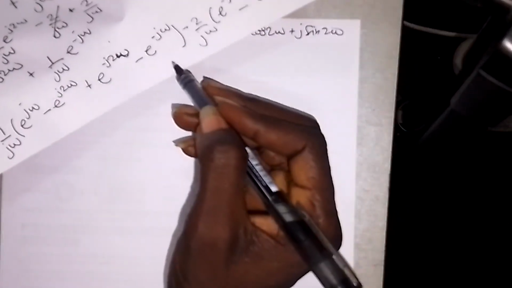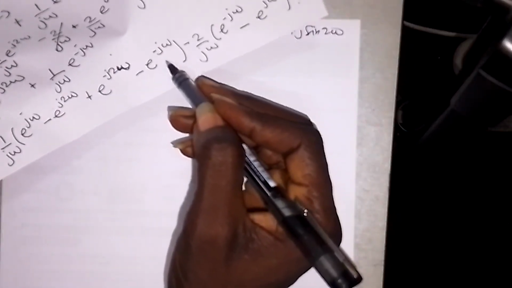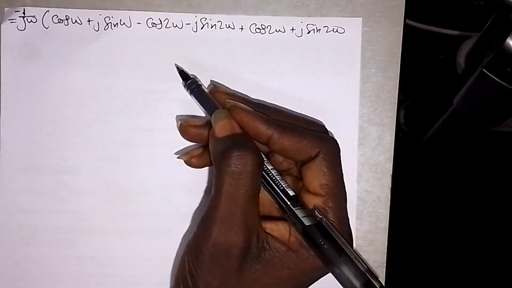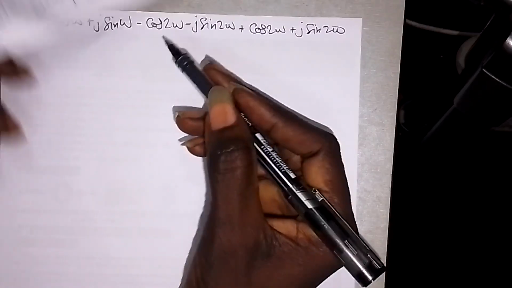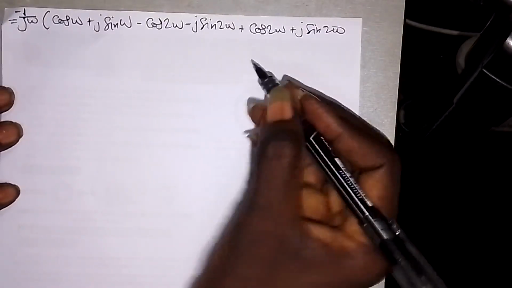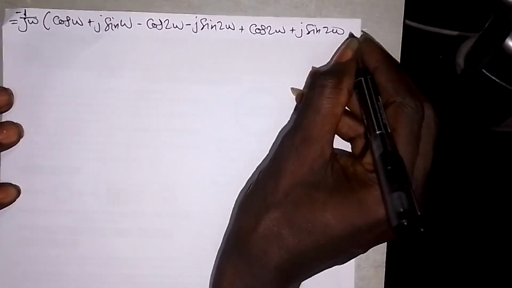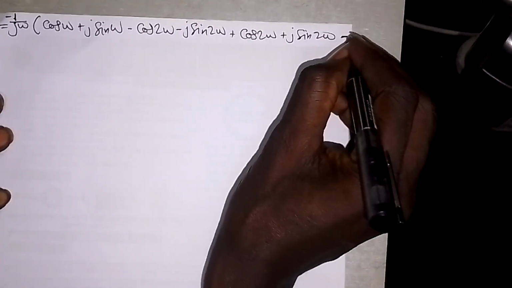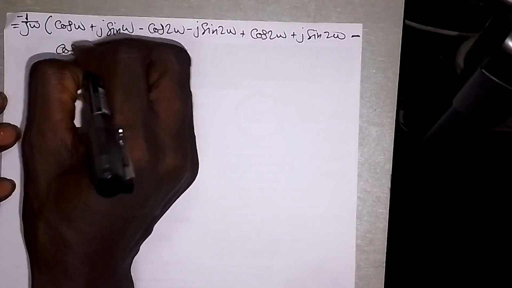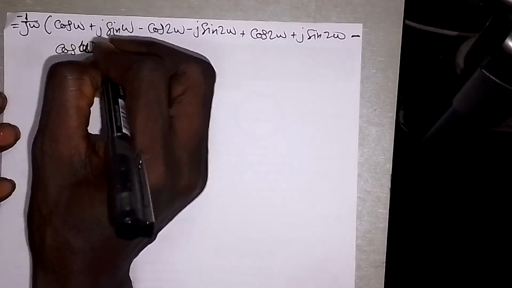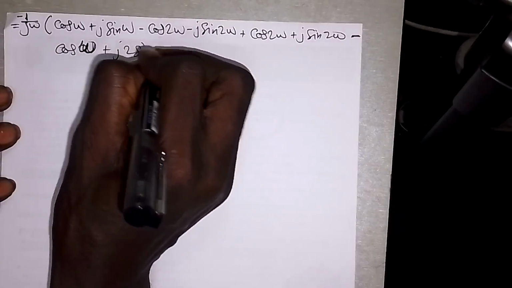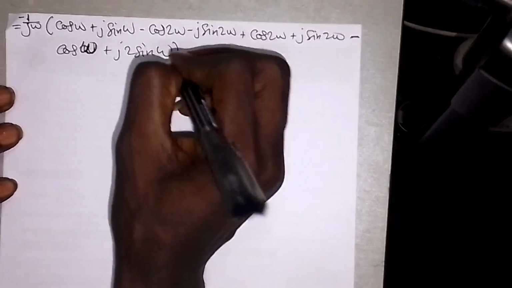Then I'll come to this one. If you are expanding this one, you're going to have cos omega minus j sine omega because of this minus. But this minus also affects it. Okay, so because of this minus, which is going to affect it, I'm going to have minus cos omega, then it will be plus j sine omega. Okay, so that will be for this one.